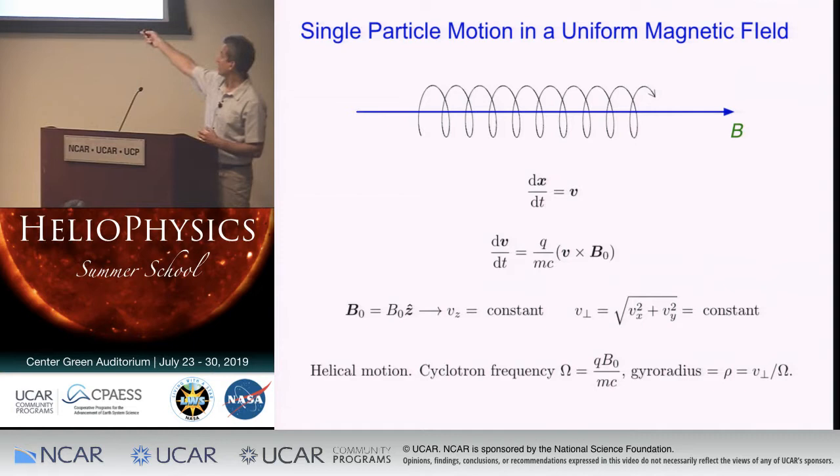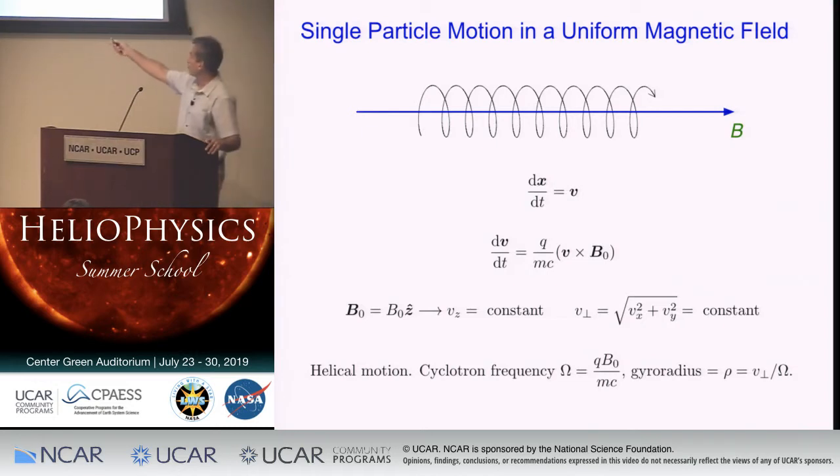And then you have, in the plane perpendicular to the motion, the normal equations for circular motion perpendicular to a uniform magnetic field. The solution is simply this helix that I've written here. In terms of just some notation, capital omega is the gyro frequency, qB0 over mc. The gyro radius, sometimes written as rho, is v perp over omega. That's the radius of that helix.